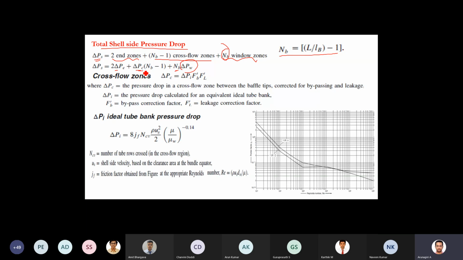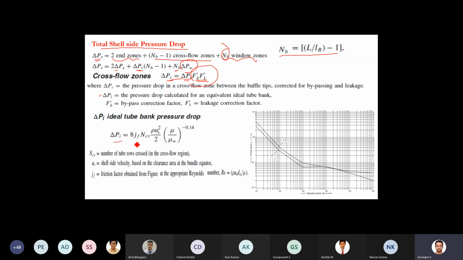First we will see how to calculate the cross flow zone pressure drop. First we have to calculate the delta PI, as with your heat transfer calculation, for the ideal tube bank condition. That is delta PI, the pressure drop calculated for an ideal tube bank. Then this delta PI has to be corrected using two correction factors; the dash indicates pressure drop: FB dash and the leakage factor. So here we have to account for both bypass and leakage factors to account for the pressure drop.